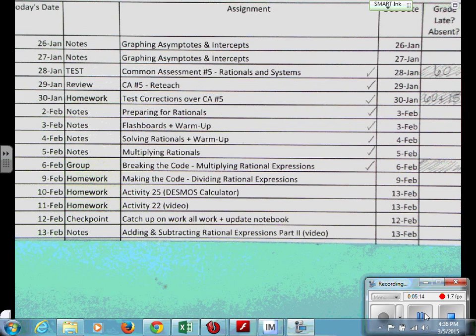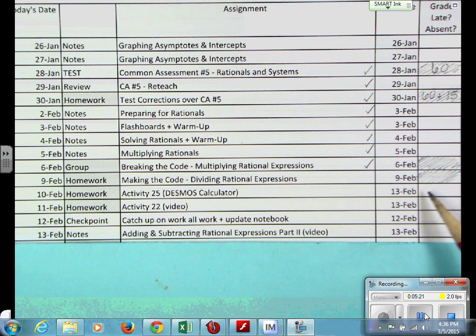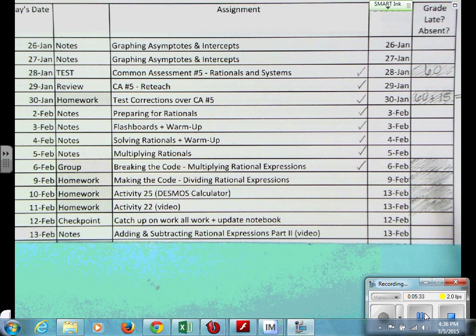These are some of the titles that you have. We actually had a lot of assignments to grade. Breaking the code, dividing rational expressions, that was a homework assignment. Activity 25, you could do that with the Desmos calculator, and this was when the substitute was there. And then you also did activity 22 with the sub, but I went ahead and put a video online for activity 22. You can use the Desmos calculator for activity 25, and then we worked out about half of breaking the code as a class, and then you had the rest to do as homework.